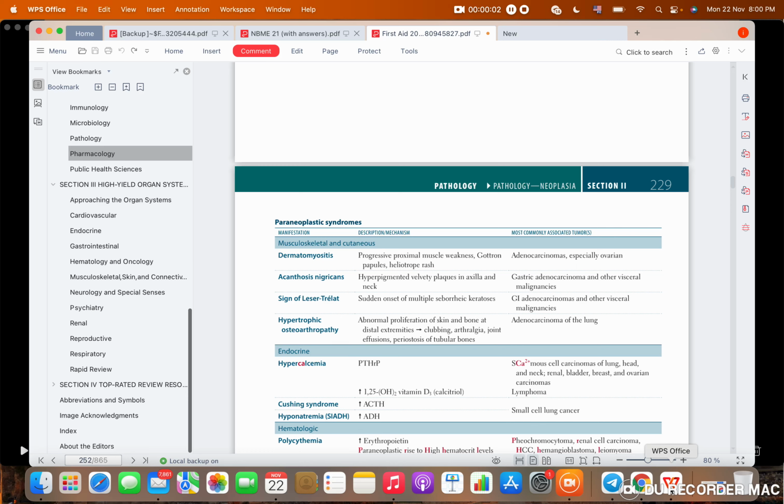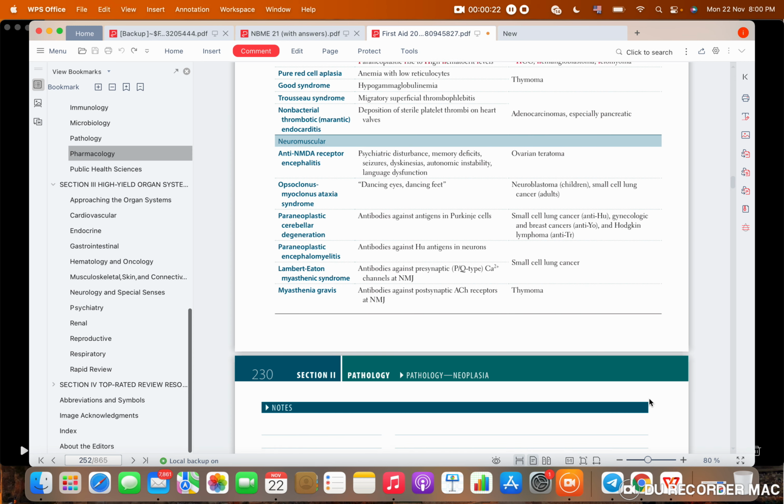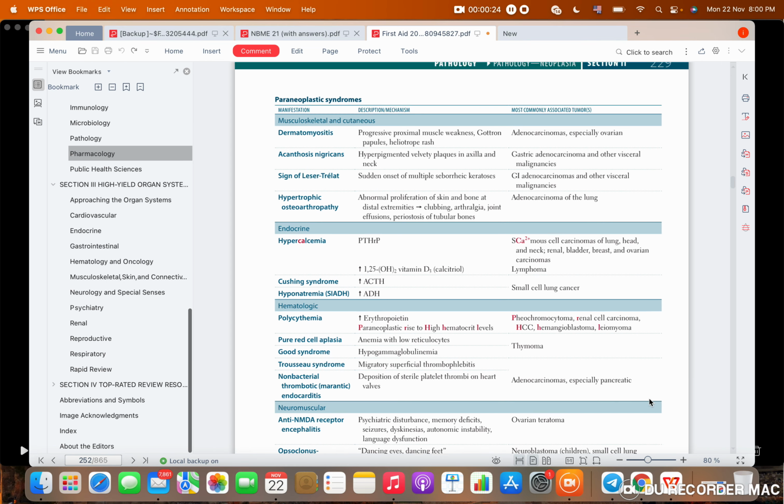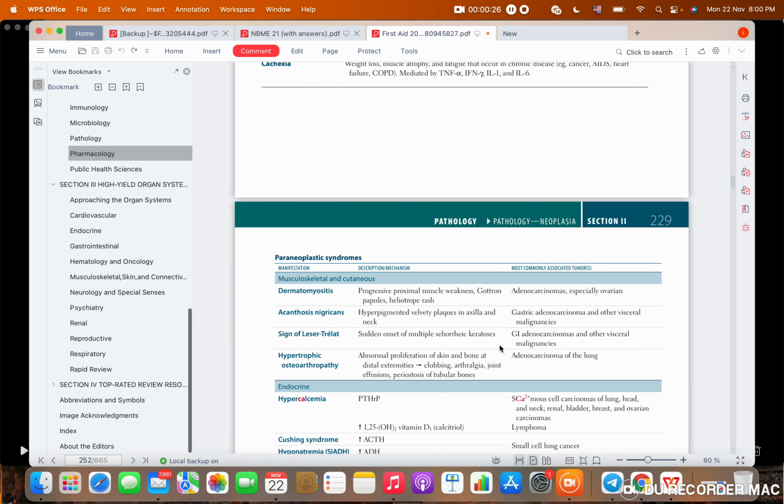So let's take a look. There is something called paraneoplastic syndrome. The idea of paraneoplastic syndrome is that the tumor cells themselves start secreting a substance that normally should not be secreted from that area. These substances can be antibodies, they can be hormones, they can be enzymes, okay? And according to what they are secreting, the patient will have symptoms.